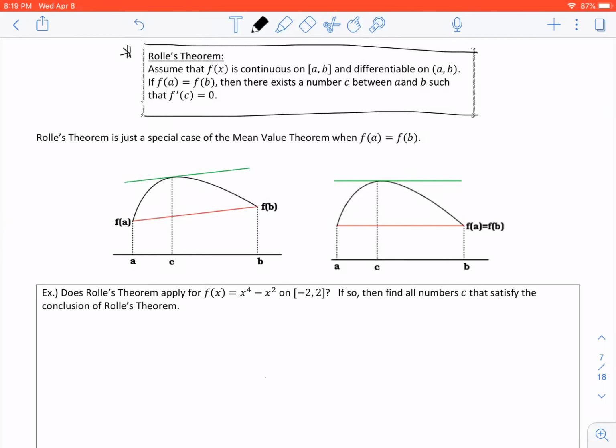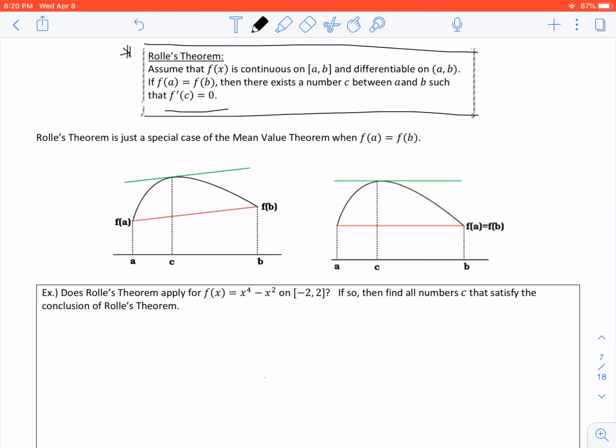We are in section 4.2 on page 7. Towards the top, it says Rolle's theorem. Assume that f(x) is continuous on your closed interval from a to b and differentiable on your open interval from a to b. Then if f(a) is equal to f(b), then there exists a number c between a and b such that the derivative is equal to 0.